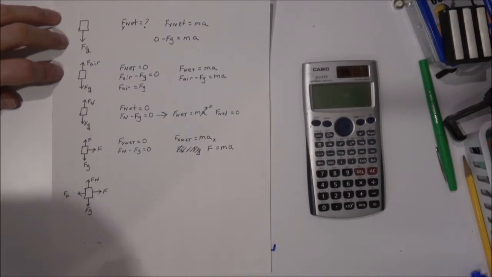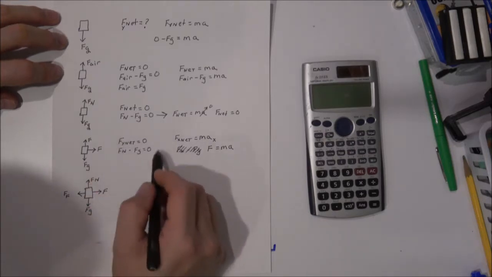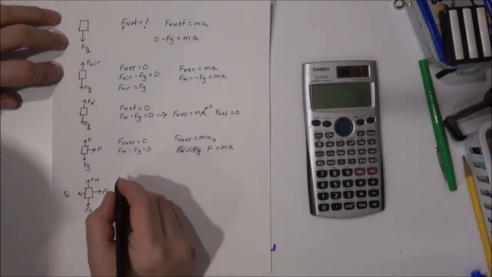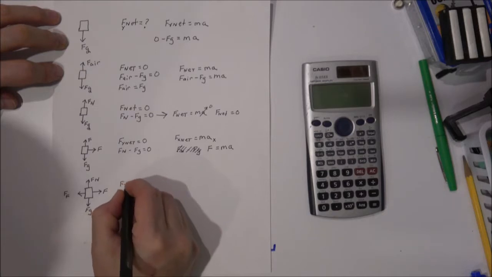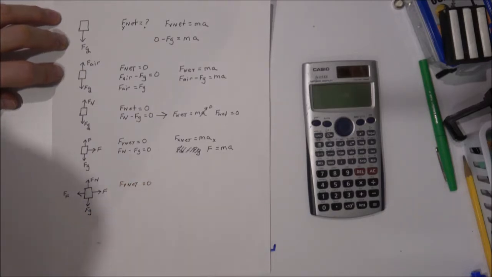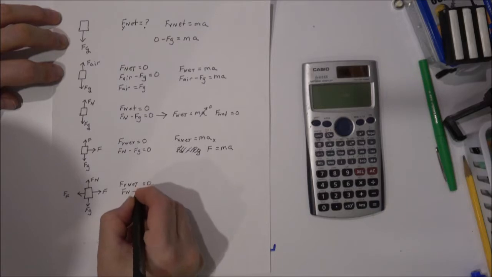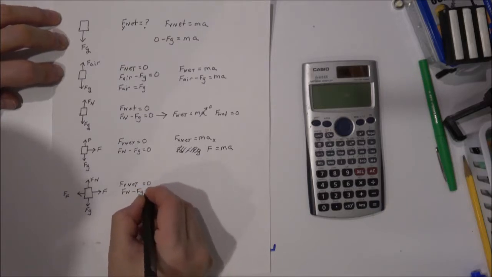Lastly, let's consider the same problem, but this time we're going to incorporate friction or some sort of drag force. So we're going to have an identical problem in the y direction. We're going to have Fynet equals 0. So Fn minus force of gravity equals 0.